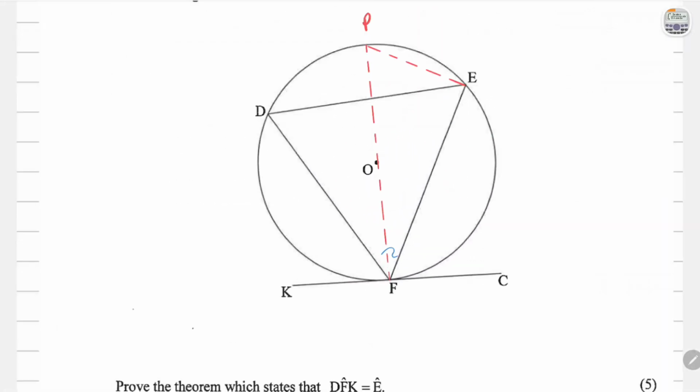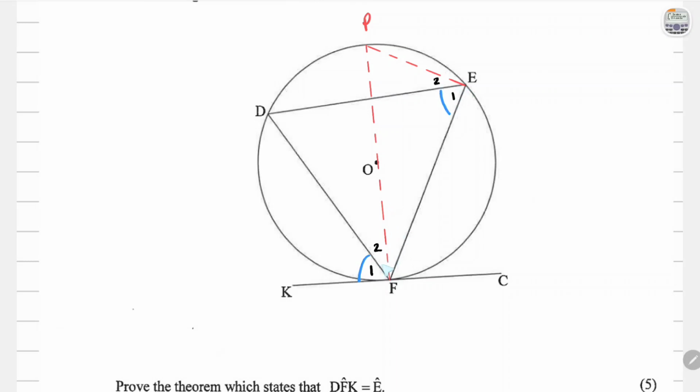Okay, so we are required to prove that the angle between the tangent and the chord is equal to the angle supported by that same chord. Of course, you have to do this without actually using that theorem. So let's go ahead and name these angles. So we can call this angle F1, and that's angle F2, and this is angle E1 and angle E2.